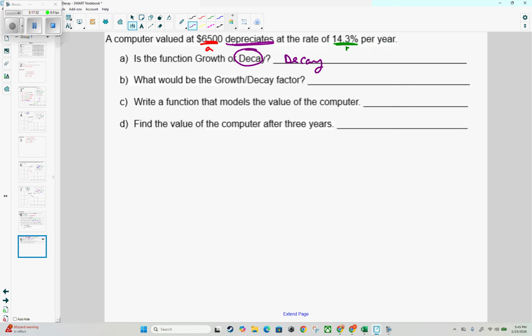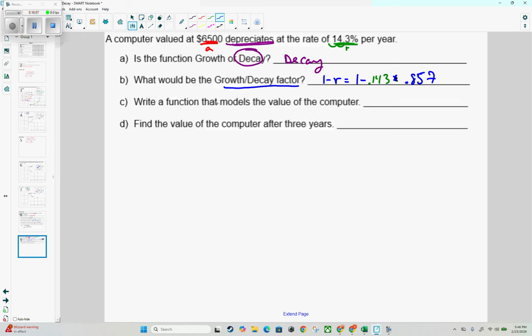It is asking us to go directly to writing the factor. So because it's decay, our factor is 1 minus r, and then I would plug in the r value as its decimal version. So the decimal version here would be 0.143, and then I would actually do that math. So I turn around and just get out my calculator, 1 minus 0.143, and that gives me 0.857. Again, I type that into the calculator. Don't do it in your head. All right, that's its factor.